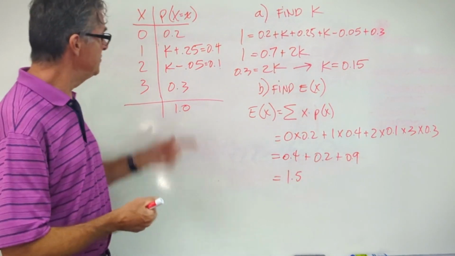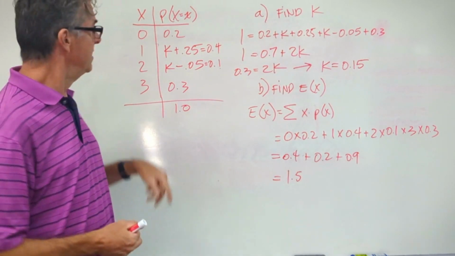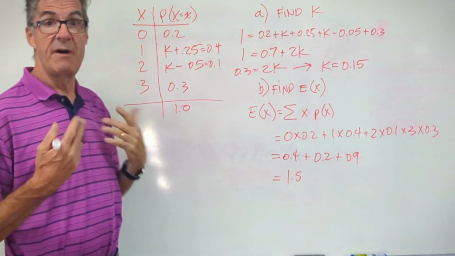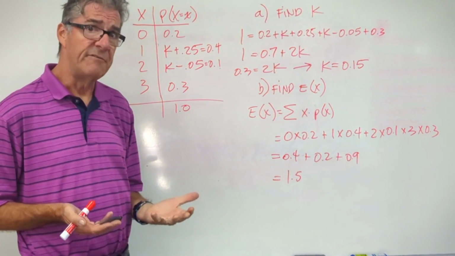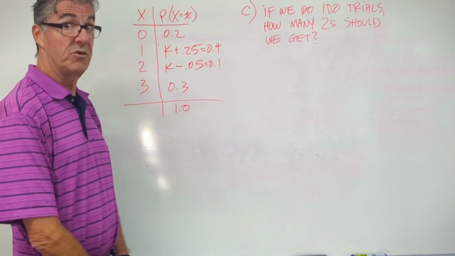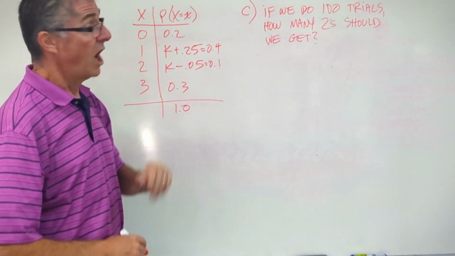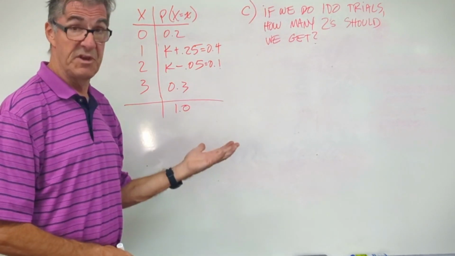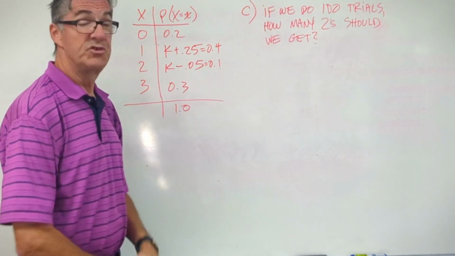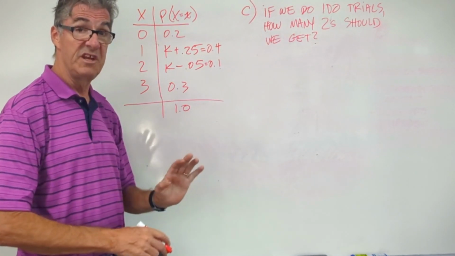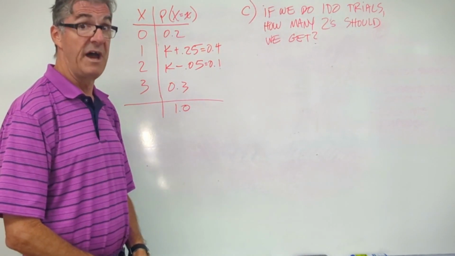And what that means is that if you did this 500 times and just added all these numbers up and divided by 500, you should be around 1.5. One last question. If we do 100 trials, we spin the spinner 100 times, how many 2s should we get? So pause the video, do that calculation, come back.